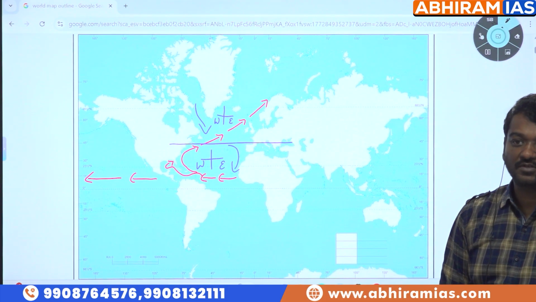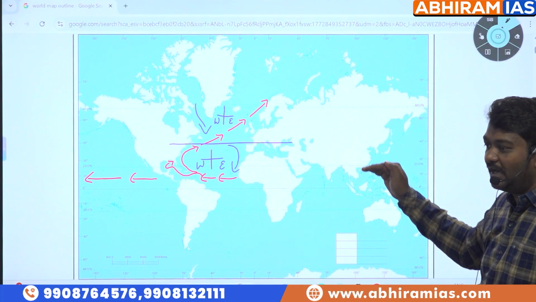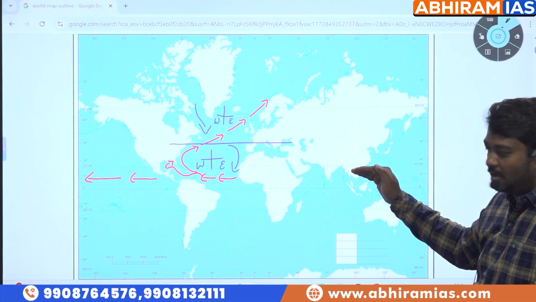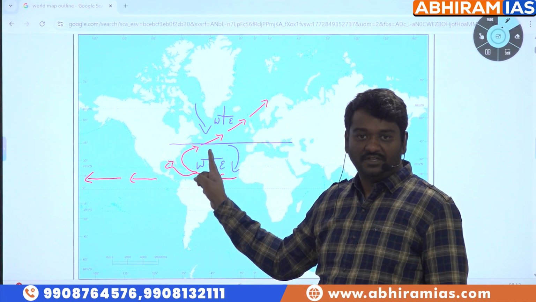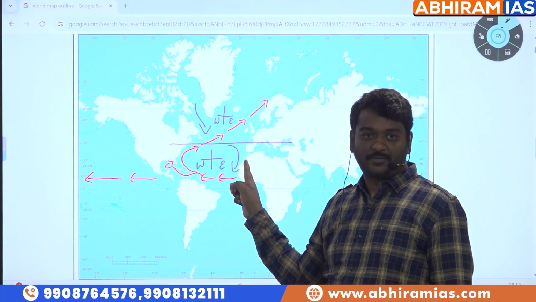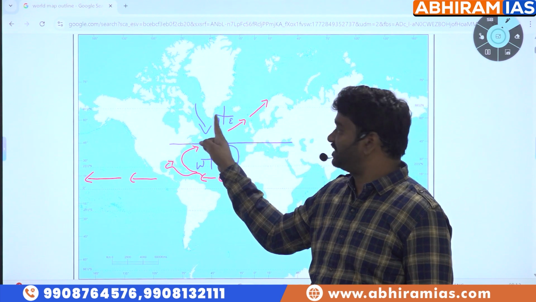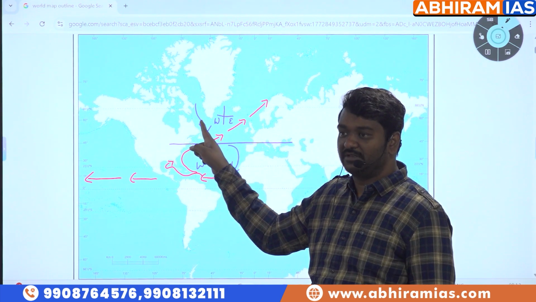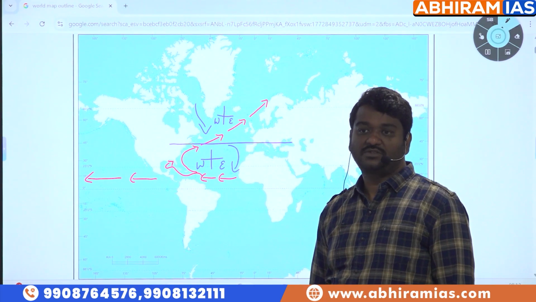Last year's prelims question. What is it? In lower latitudes, on the western side, warm currents are present. On the eastern side, cold currents are present. In higher latitudes, on the western side, cold currents are present. On the eastern side, warm currents are present. This was the question.